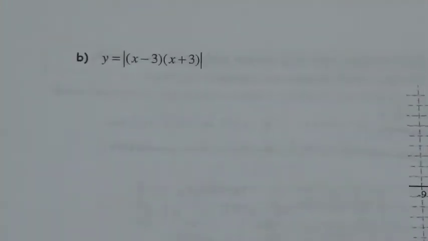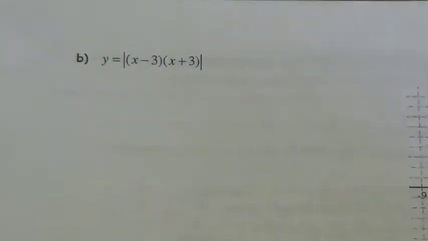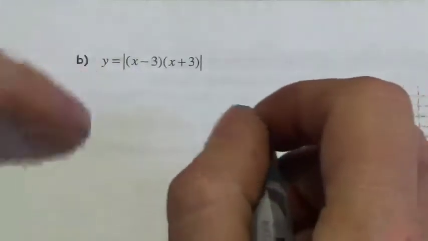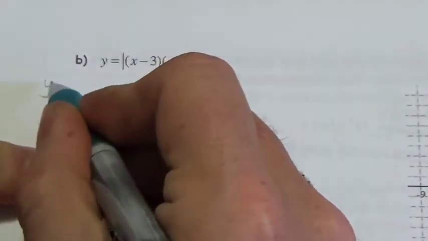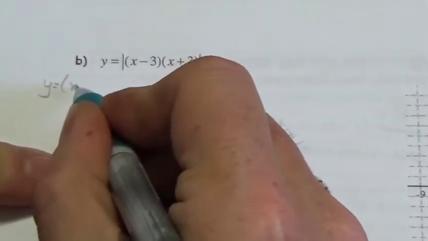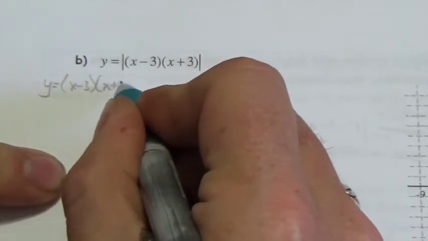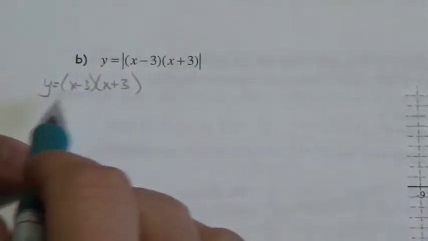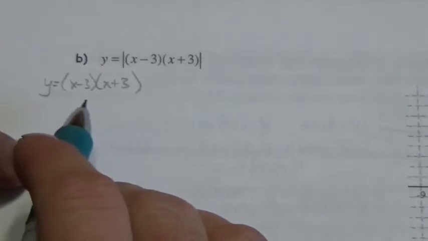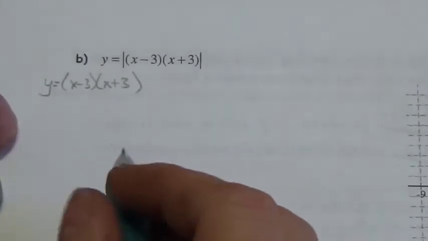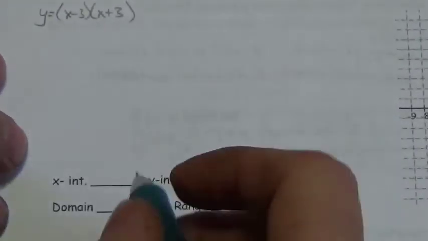All right, now this question is actually a little bit simpler because of our starting point here. So just like the previous one, I'm going to drop the absolute value so I can see what the original function looks like. And it's already in root form. So I can tell you right now that the x-intercepts here are going to be 3 and -3.